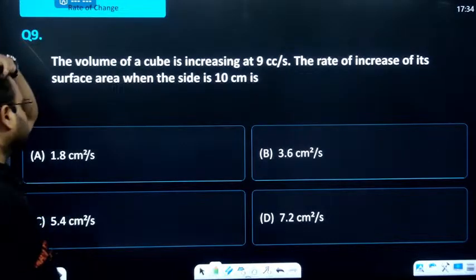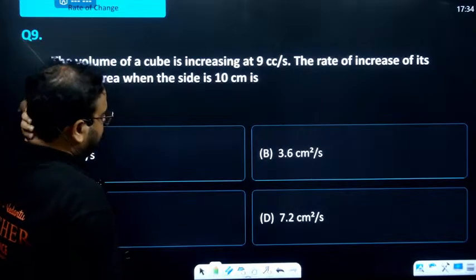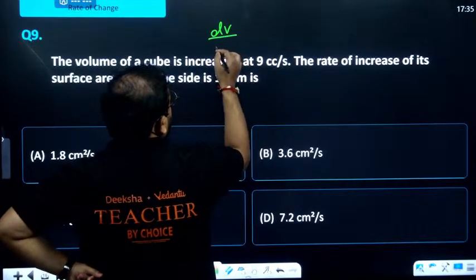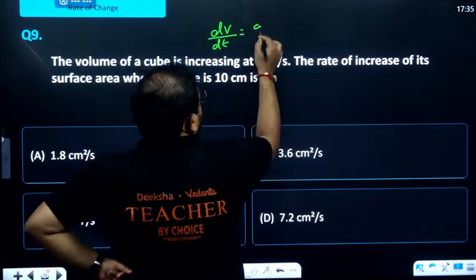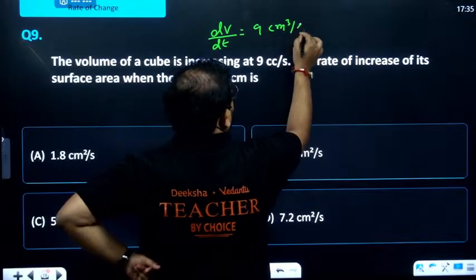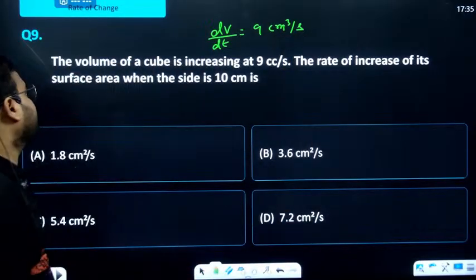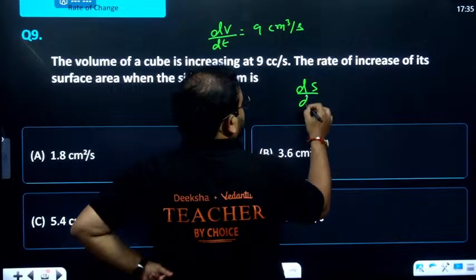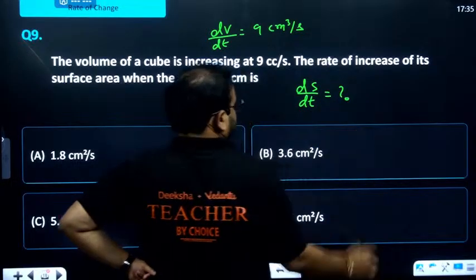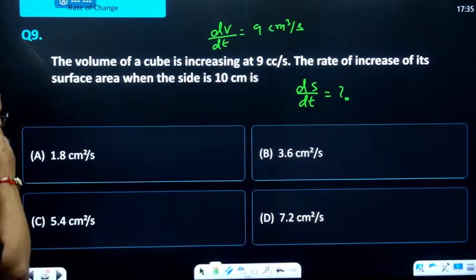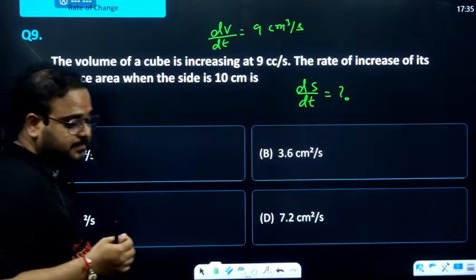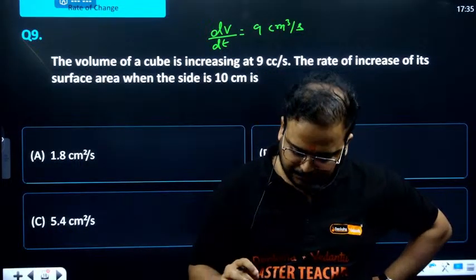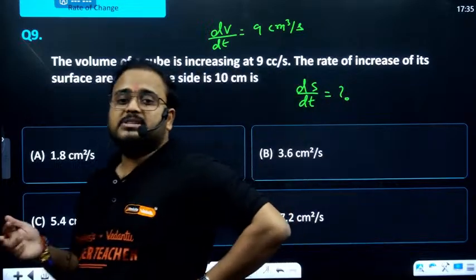The volume of a cube is increasing at a rate of 9 centimeter cube per second. So we have dV by dt given as 9 centimeter cube per second. The rate of increase of its surface area, they're asking us dS by dt, is what? Try this one. First, you guys try this. What is the problem over here?